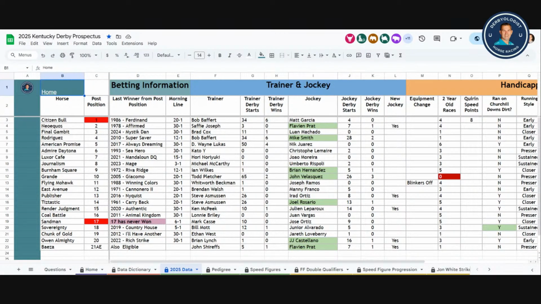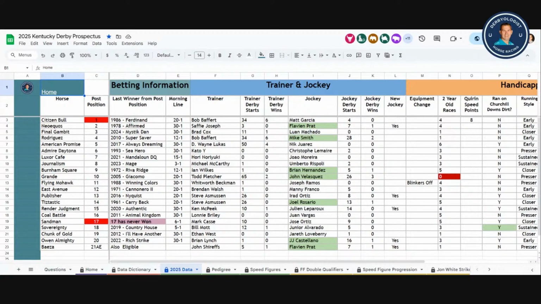And then we have the equipment change. The equipment change is anything like blinkers on, blinkers off. On Saturday, when they go through the post parade, I will be updating this sheet if anybody's wearing front wraps. That's a very negative sign. If I hear about any nasal strips, I'll be putting that on there as well.